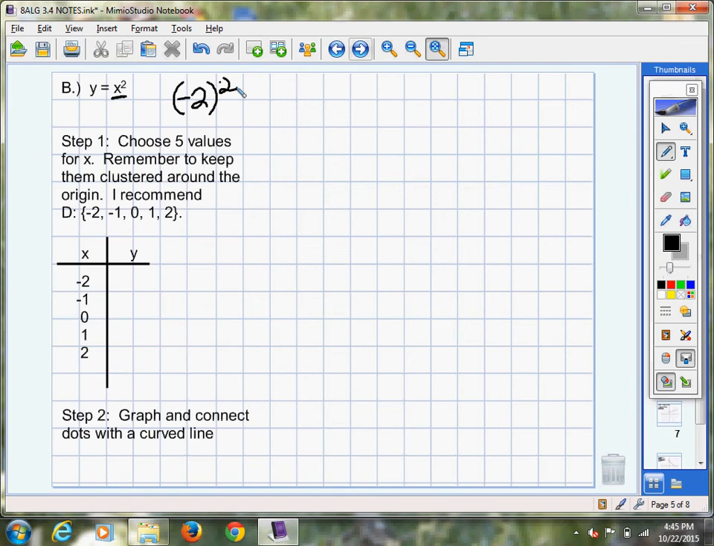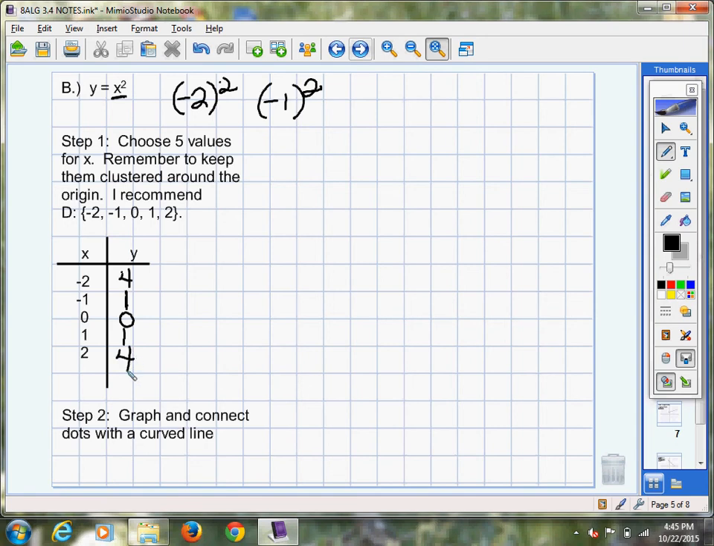Well, -2 times -2 is +4. You're going to do it again, and you're going to do -1 squared. And that's -1 times -1, which is +1. Then you're going to do 0 squared. 0 times 0 is 0. Then you're going to do 1 squared. 1 times 1 is 1. And then you're finally going to finish up with 2 squared. 2 times 2 is 4.